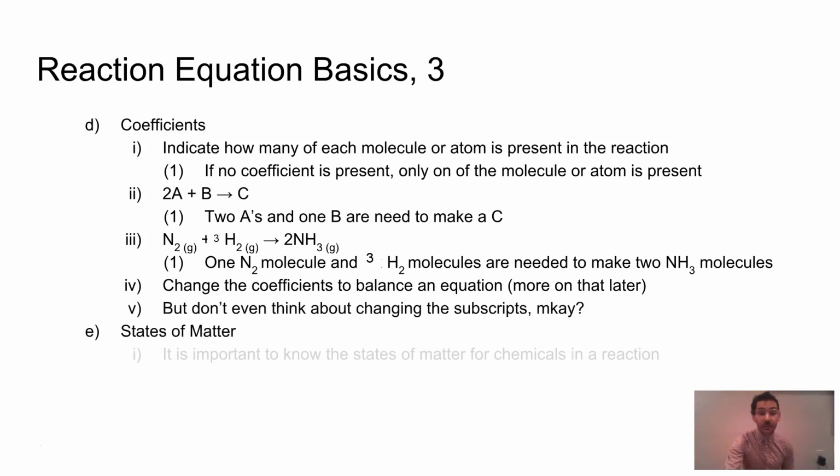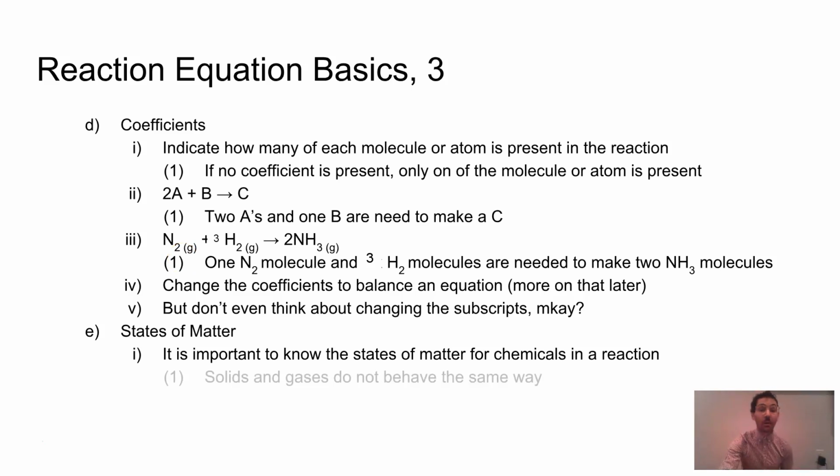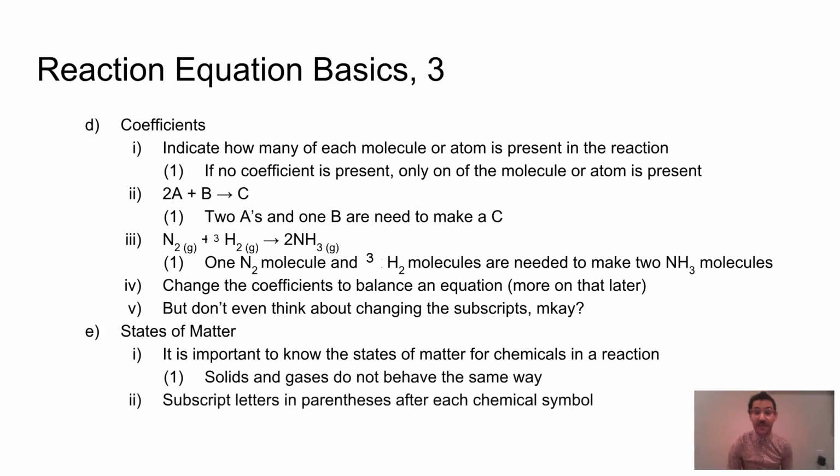So states of matter, these are important. As I said before, we need to know what state of matter chemicals are for an equation. This reaction up here really only works well when these are in the gas phase. If they were solid, it would not work very well at all. And so, like I just said, solids and gases are not going to behave the same way. So the letters in parentheses after each chemical tell us the state of matter, like this G, and this G. And so I've got some examples here.